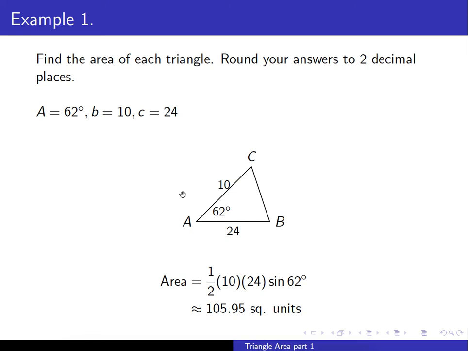So that about does it for this video. In the next video, we'll take a look at how to get the area, but this time not being given a side angle side triangle. So we'll need the law of sines for that. So I'll see you then.